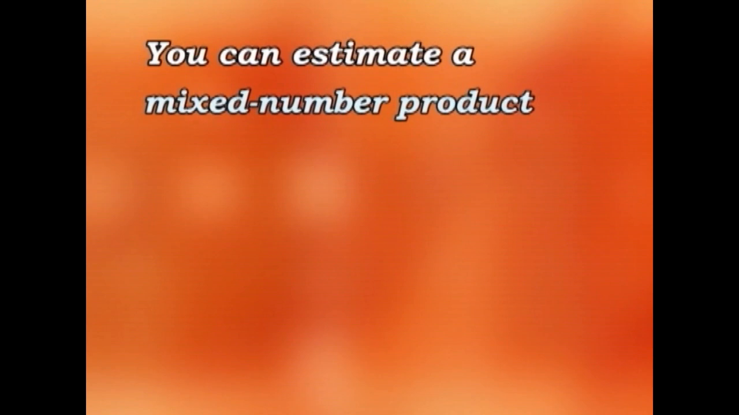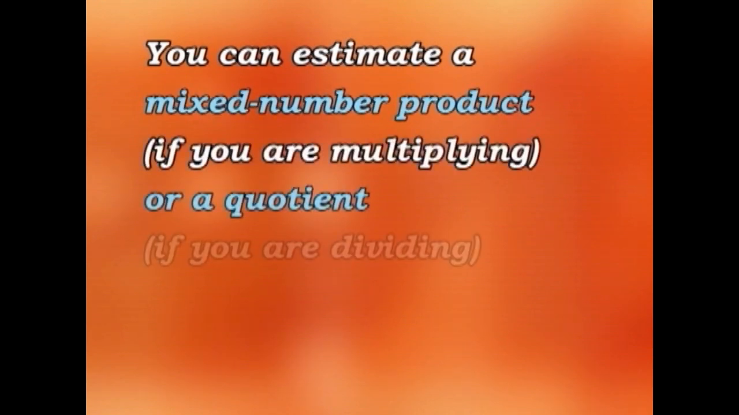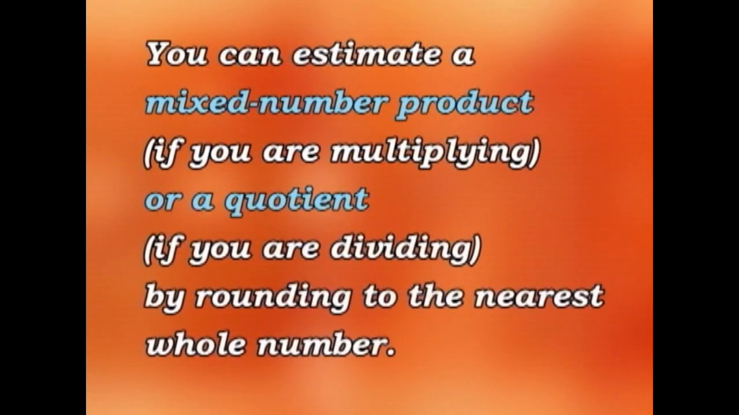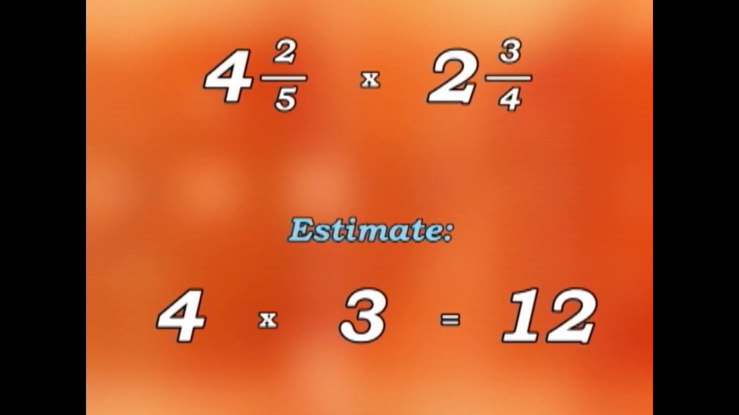You can estimate a mixed number product if you're multiplying, or a quotient if you're dividing, by rounding to the nearest whole number. For example, 4 2/5 multiplied by 2 3/4. So 4 2/5 we round down, 2 3/4 we round up. So we get 4 times 3 is 12. Let's have a look what the real answer is.